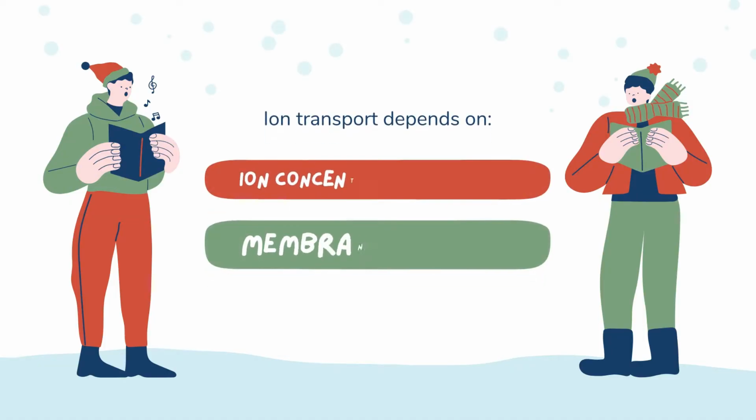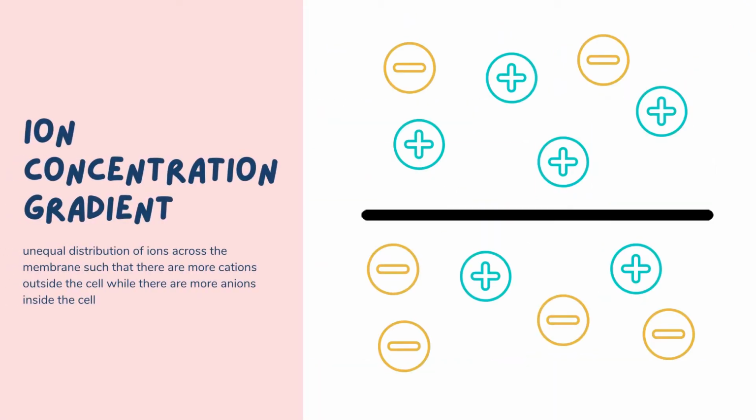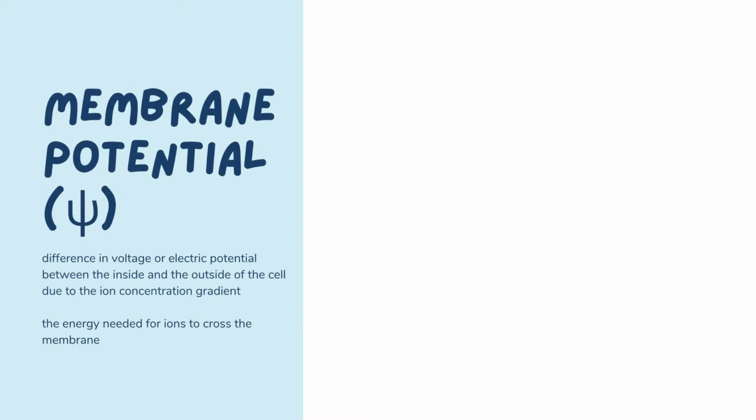The transport of ions depends on two things: the ion concentration gradient and the membrane potential. The ion concentration gradient is the unequal distribution of ions across the membrane, such that there are more cations outside the cell, while there are more anions inside the cell. On the other hand, membrane potential, denoted by psi, is defined as the difference in voltage or electric potential between the inside and the outside of the cell due to the ion concentration gradient. In simple terms, it is the energy needed for ions to cross the membrane.